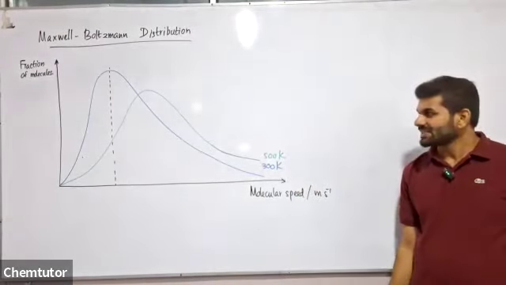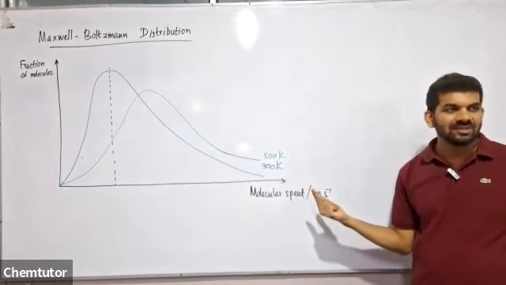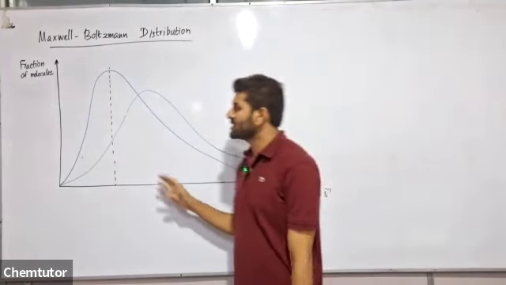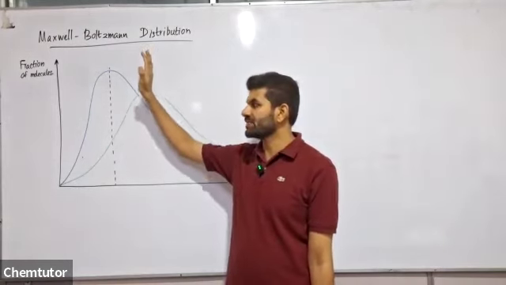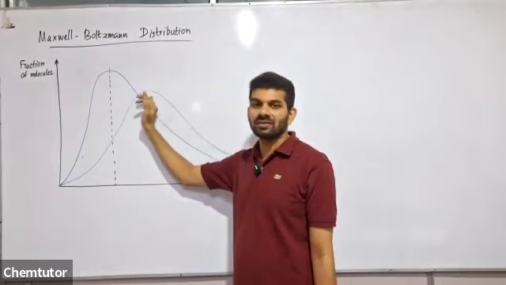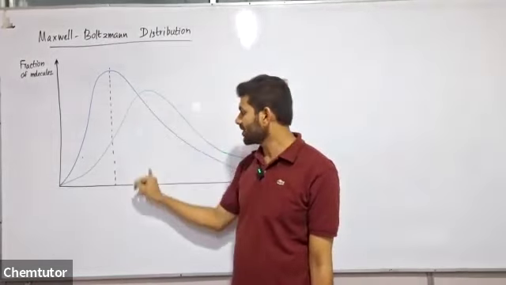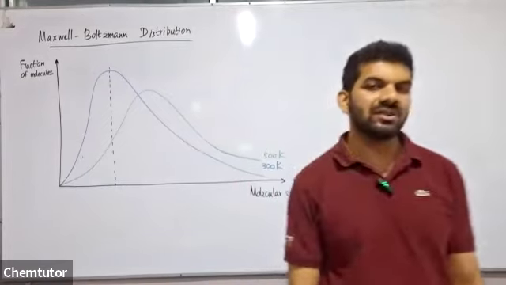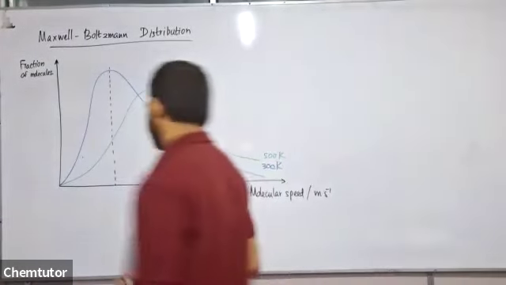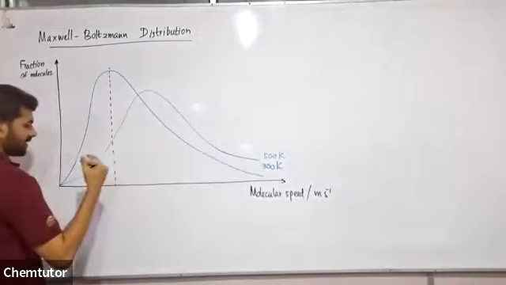Right? So is it clear now? Once we increase the temperature, the highest fraction of molecules with the root mean square speed will be increased. Now see, here the molecular speed is higher at the peak. If we increase the temperature further, what will happen?